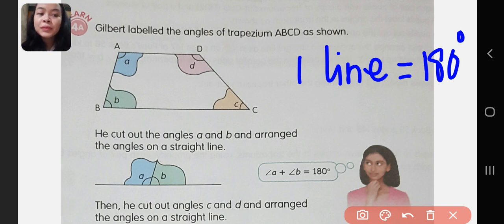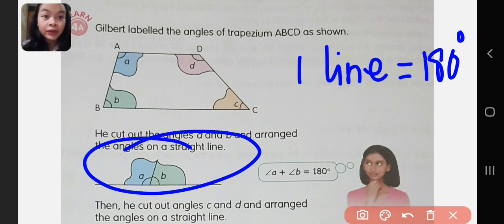So one line equals 180 degrees. So A plus B equals 180 degrees. Proved by this picture. Or you can also make your own trapezium, like we proved how much is the total sum of angles of a triangle. You can make your own trapezium, cut out A and B, and then try to match it. Is it 180 degrees? You can prove it by yourself.